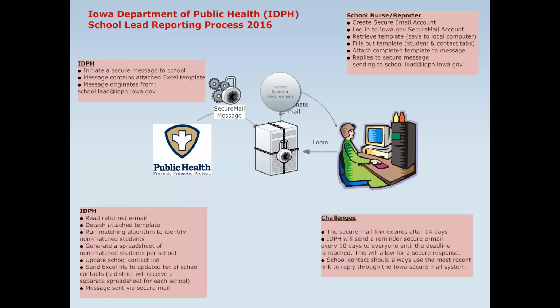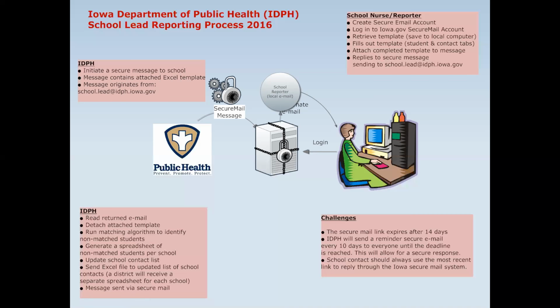Once the list of new kindergarten students has been entered and the list of school contacts has been entered, the school contact will need to log into the iowa.gov secure mail portal again, attach the completed Excel template to a reply, and send it back to the school.led@idph.iowa.gov email address. I want to emphasize that the template needs to be returned using the reply feature within the email. We're going to look at this in great detail in a few minutes.